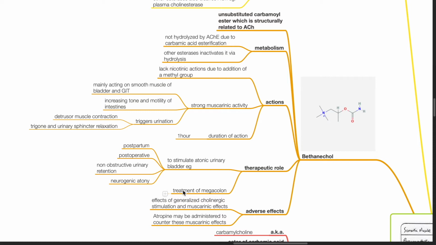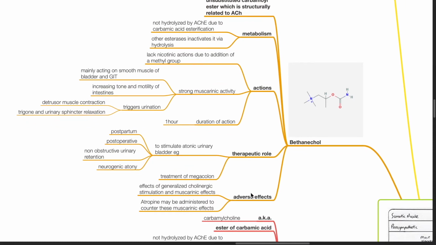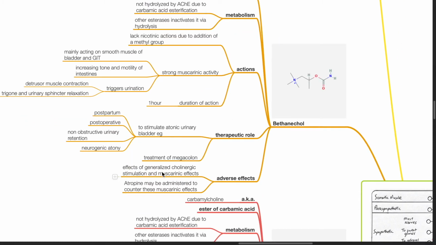Treatment of megacolon. Adverse effects. Effects of generalized cholinergic stimulation and muscarinic effects. Atropine may be administered to counter these muscarinic effects.